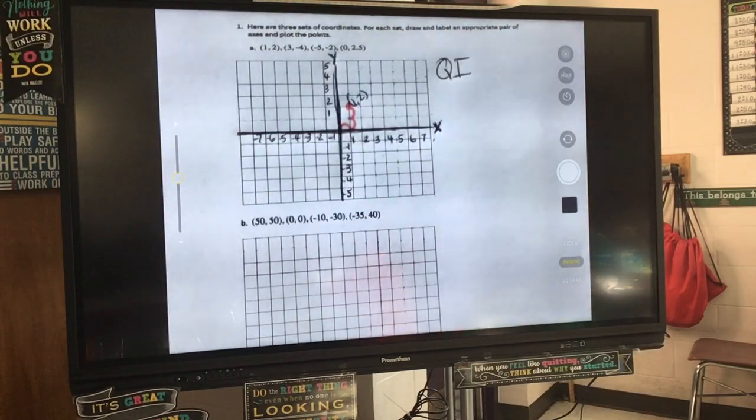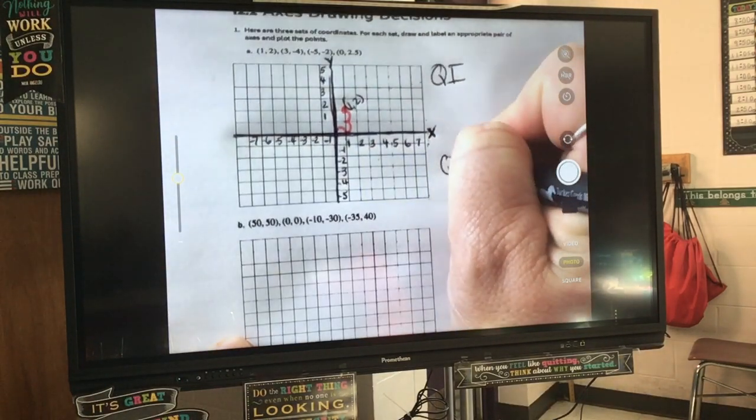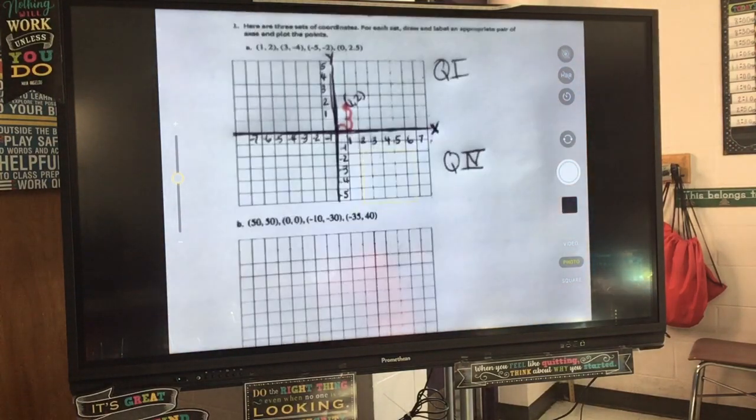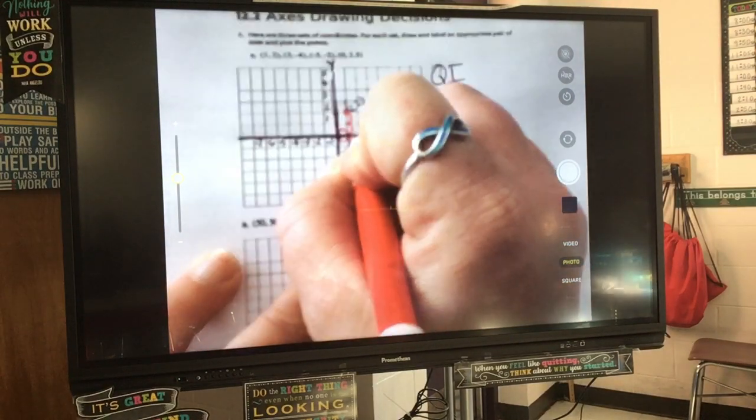All right, so the next one, 3, -4. Someone tell me what quadrant that's gonna be in and how to get there. What quadrant is it gonna be in and how do I get there? Bryson? Quadrant 4. And how do I get there? Go to the right 3, go down 4.